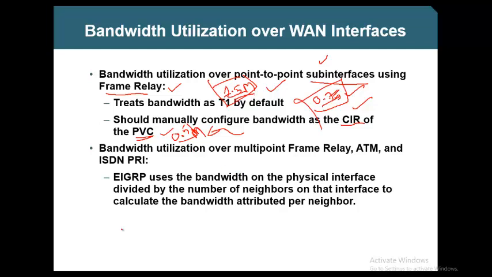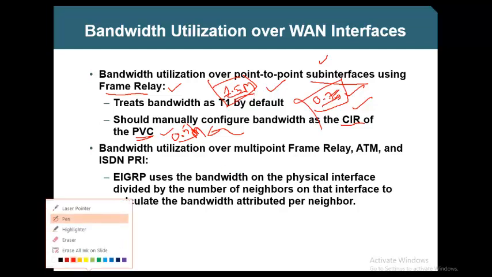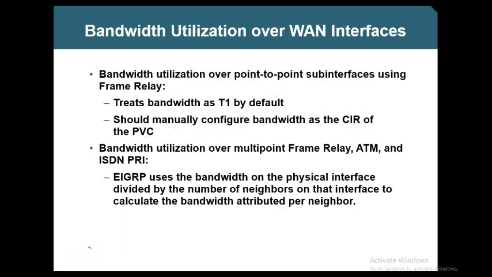So what needs to be done is we need to go and tell EIGRP that we don't really have that 1.5. We've only got 0.5. When you say we've only got 0.5, then again it's going to take 50% of that, which is going to be 0.25. Problem solved. So that is one point.